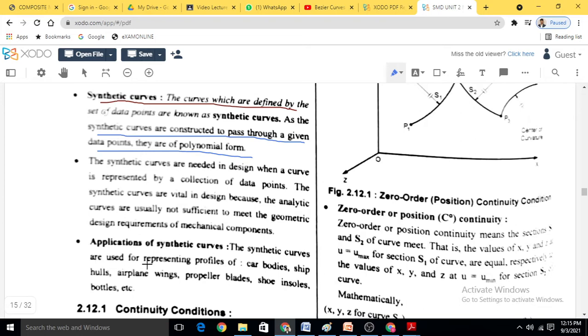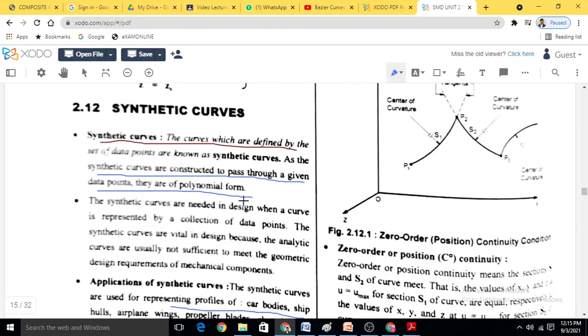The synthetic curves are used for representing profiles like car bodies, shafts, aeroplane wings, propeller blades, shoes, insoles, etc. These are some examples of the synthetic curve. Generally, synthetic curves are used to represent a car body, shaft, aeroplane blade or a propeller, etc. Then there are some continuity conditions that we will discuss.